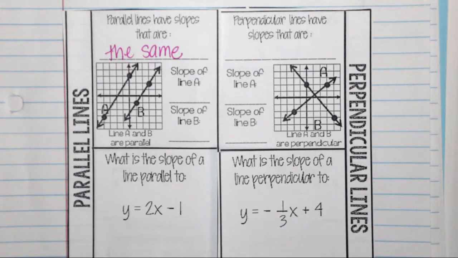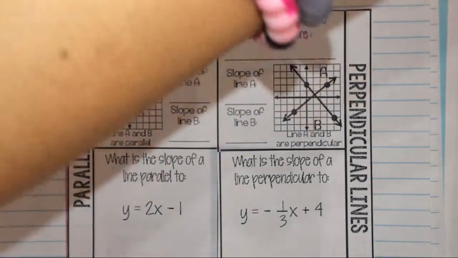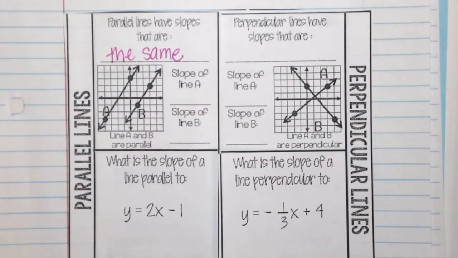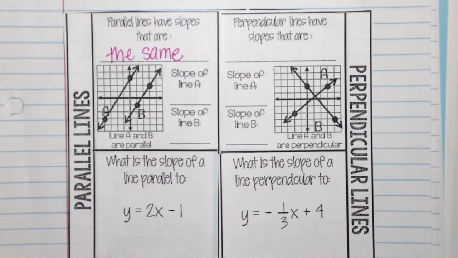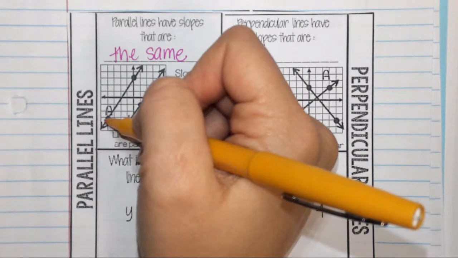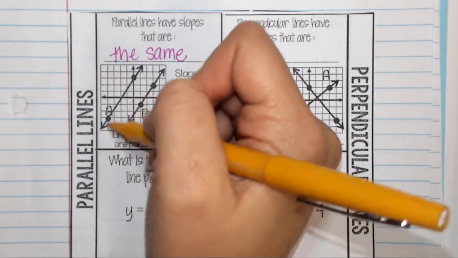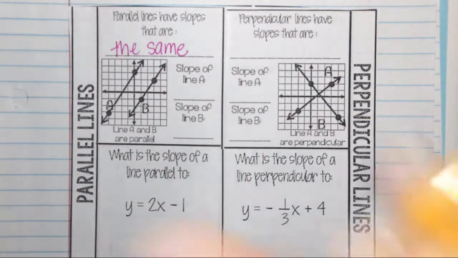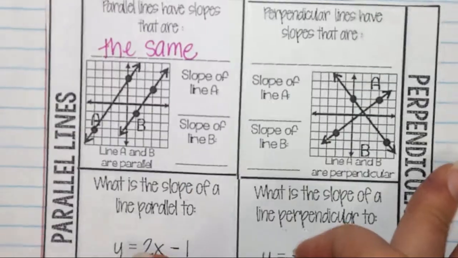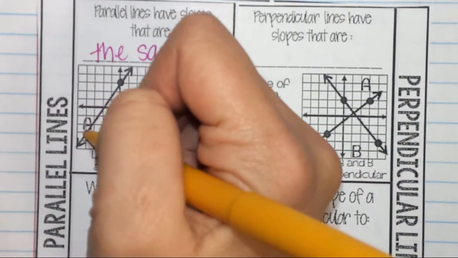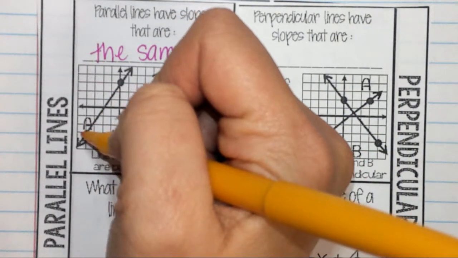Alright, so what we're going to do on our first graph right here to prove that these are the same, we're going to count our rise and then our run. So we're going to look at A. We're going to count our rise and then our run, and we're going to see what our slope is. So how much do we rise up on A?